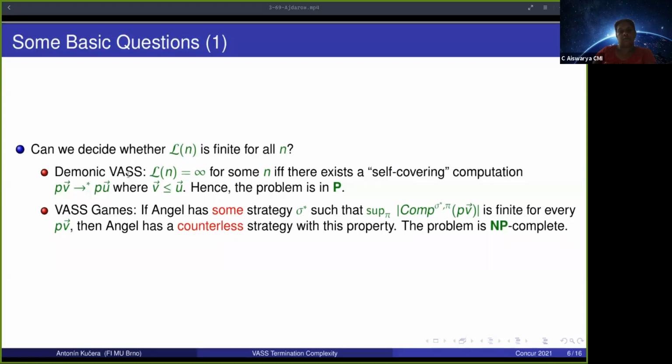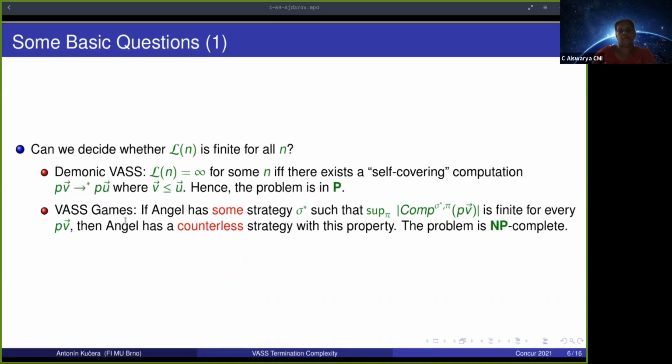For purely demonic VAS, where all control states are demonic, one can easily observe that the termination complexity takes the infinite value for some sufficiently large n if and only if there exists a self-covering sequence or self-covering computation of this form, where this u is larger than v. And the existence of such a self-covering sequence can be decided in polynomial time simply by the Cross-Archer-Sullivan algorithm.